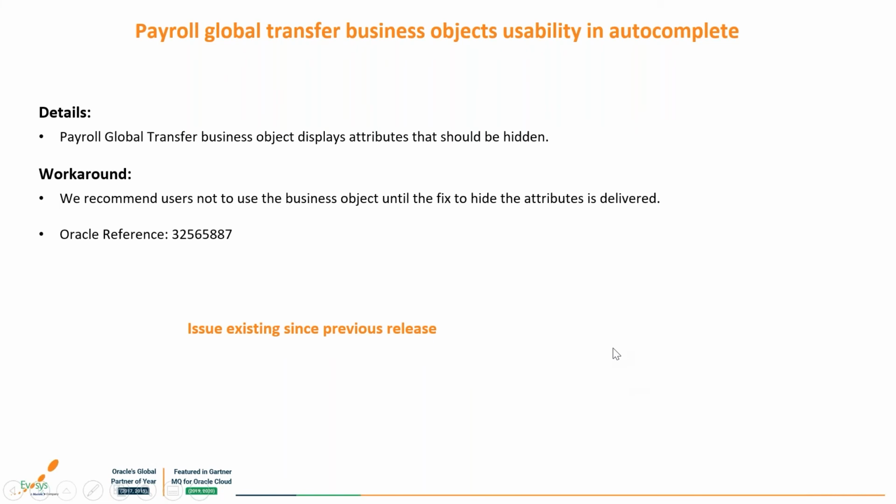The next known issue is payroll global transfer business objects usability in autocomplete. So currently the payroll global transfer business object is displaying attributes that ideally should be hidden, and Oracle is recommending to not use this business object until a fix has been delivered in one of the future releases.